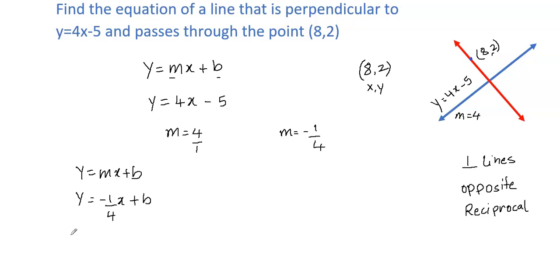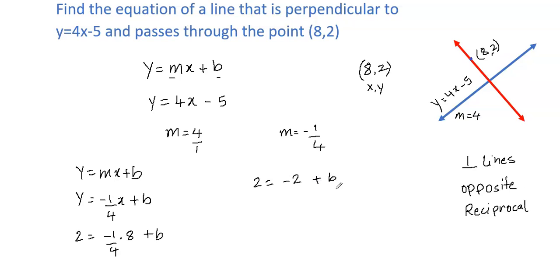I'm going to replace y with 2. So I get 2 equals negative 1/4, and I'm going to replace my x with 8, so times 8, and then plus b. Now let's simplify this equation. Negative 1 times 8 is negative 8, and negative 8 divided by 4 is negative 2. So I get 2 equals negative 2 plus b.